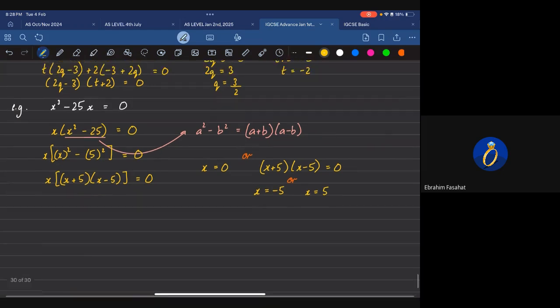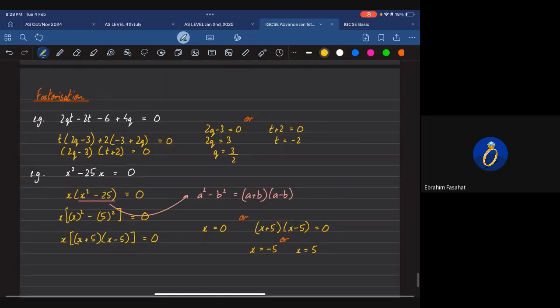There's no other method to it. When you're factorizing, if it's kept to 0, fine. If it's not kept to 0, try to make it 0, and then you're simply going to cut it in parts and solve your question. So x has 3 values. That's 5, minus 5, and 0.